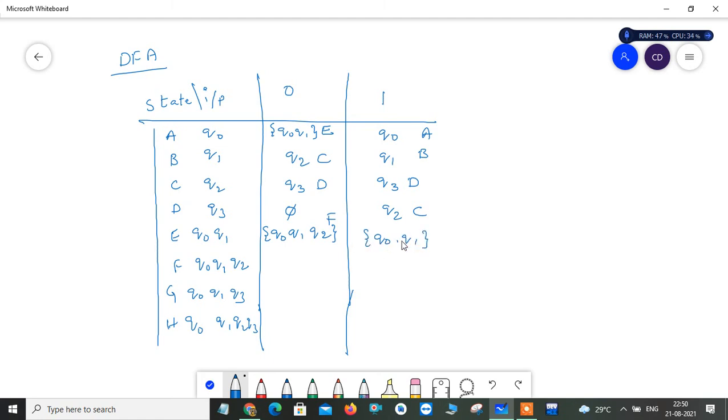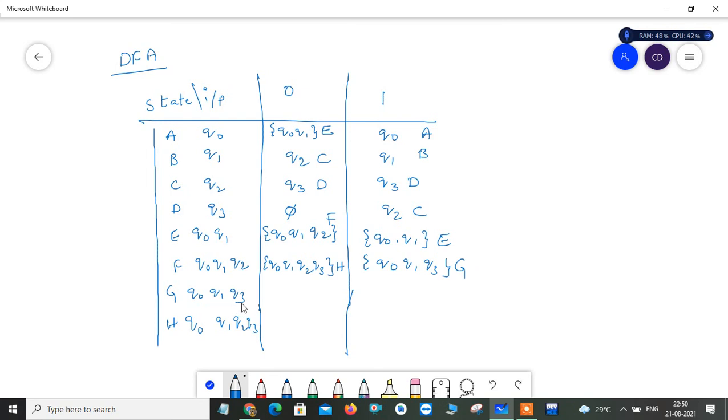Right. So this {Q0, Q1} is taken as E. And then from {Q0, Q1, Q2}, by taking 0 as an input, I'll find {Q0, Q1, Q2, Q3} is a state, so this is simply H. And then I have here {Q0, Q1, Q3}, which is nothing but simply G.